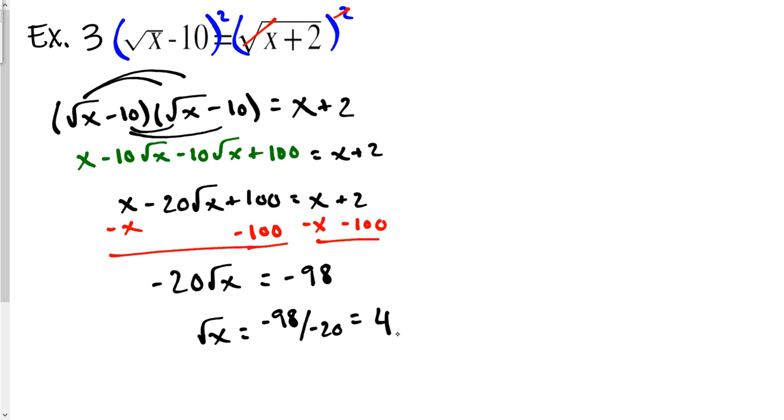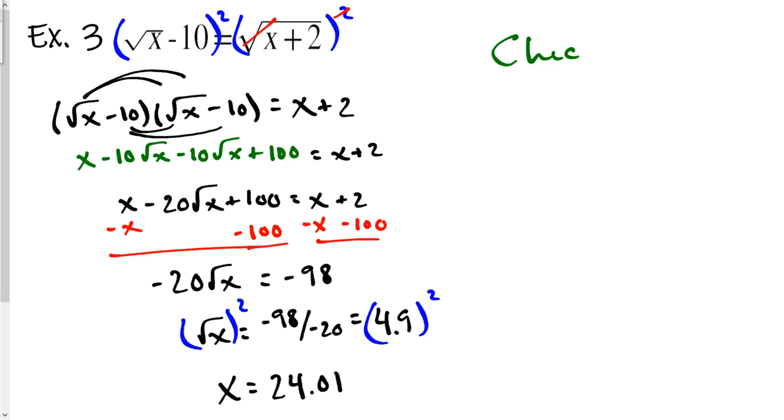Well, that's kind of easy. Okay. So negative divided by a negative is positive, so we get positive 4.9 over here. And then if I go and square both sides, well, then I get x equals 4.9 squared, which is 24.01. Okay. Again, what are we doing? We're going to go and we're going to square some stuff. All right. So I think 24.01 is my answer, but I got to check it.